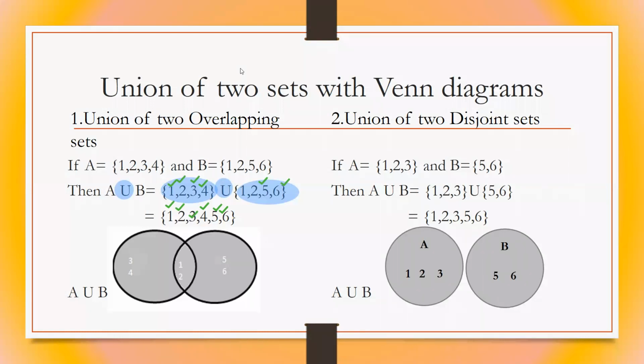Is this clear? I told you how we can draw the Venn diagram. First, I have to draw the circle for set A, and then I have to draw the circle of set B. Here it is an overlapping set, so we have to draw the circles in this way. If these circles are drawn separately, it means disjoint.